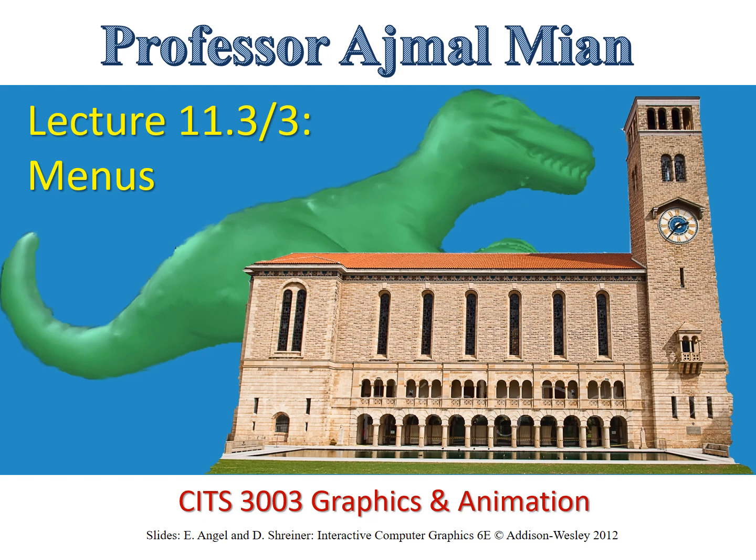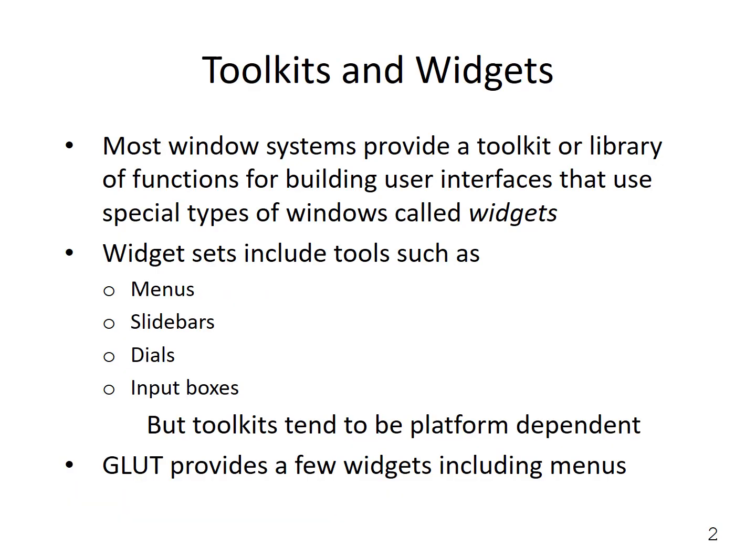In this lecture, we look at how to create menus and their callback functions. Most Windows systems provide a toolkit or library of functions for building user interfaces that use special types of windows called widgets. Widget sets include tools such as menus, slide bars, dials, input boxes, but toolkits tend to be platform dependent. Glut provides a few widgets including menus that are platform independent.